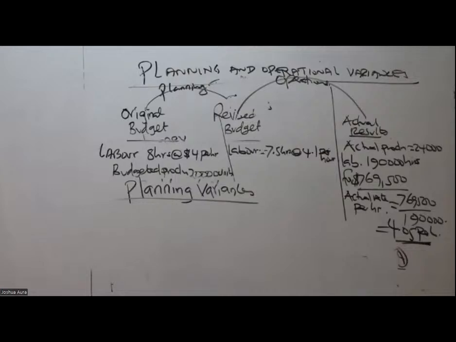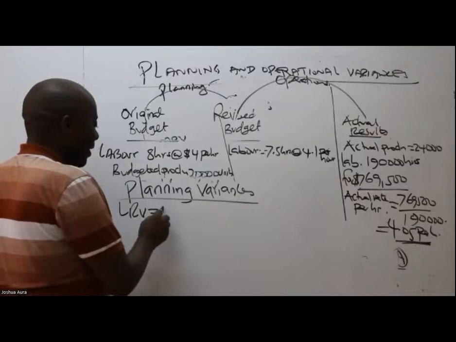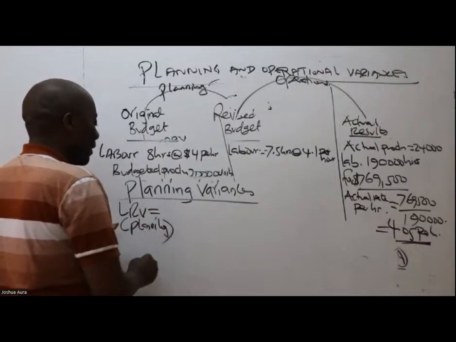Time is up. Anybody who has been able to get even the first one, planning variances for labor? Remember, it's the normal labor rate variance and labor efficiency variance, but this time around comparing different things. Great, I can see some 19,000. I'm so happy. Let's see labor rate variance, but this time around planning.